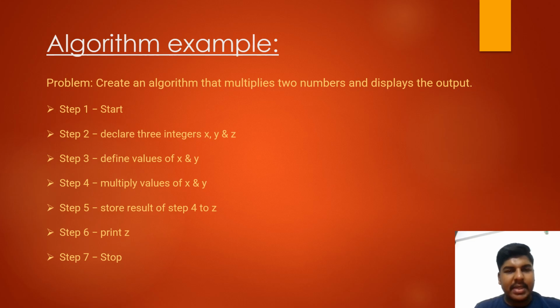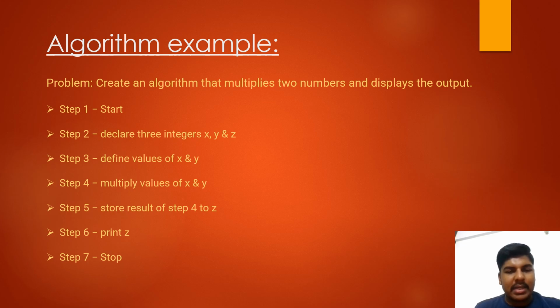Let us see one basic example for an algorithm. The problem stated is: create an algorithm that multiplies two numbers and displays the output. Basically, for multiplication of two numbers in programming, we need two integer data types. Step 1 is start. We start the algorithm from step 1, start. Step 2, declare three integers x, y, and z. X and y are the values used for the multiplication and it is stored in z.